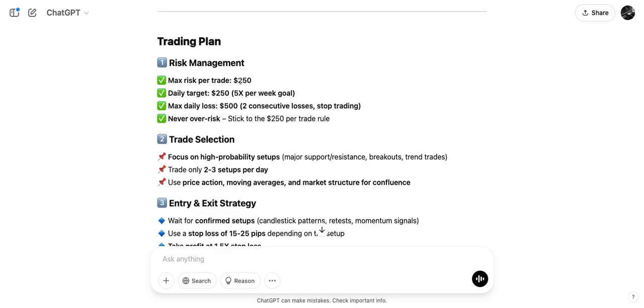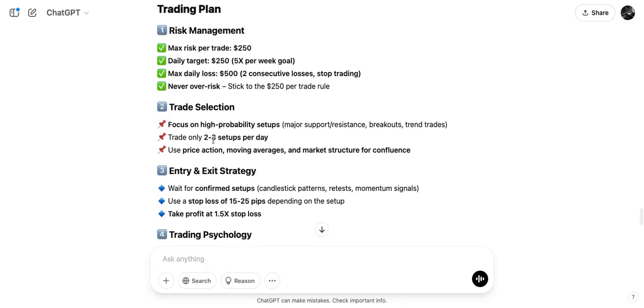So your max risk is 250. Max daily loss is 500 bucks. Don't over risk. 2 to 3 trades a day.